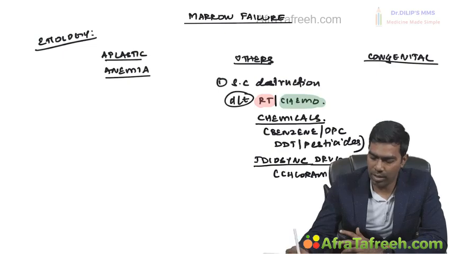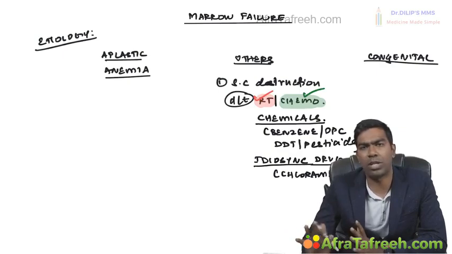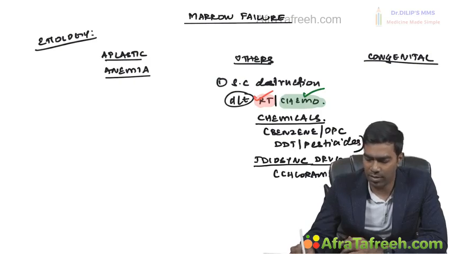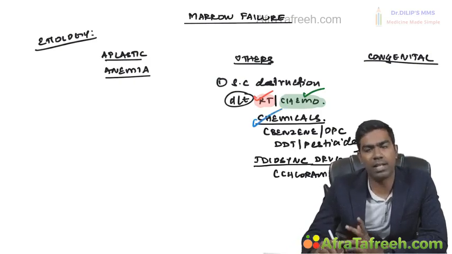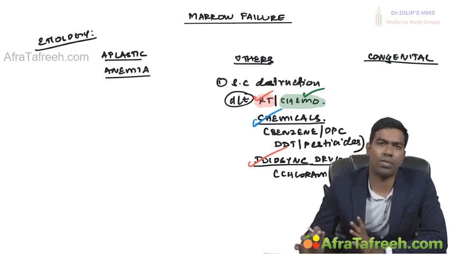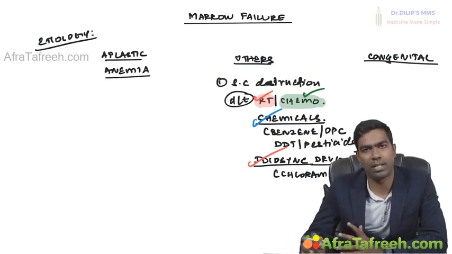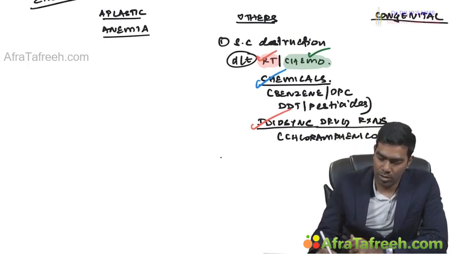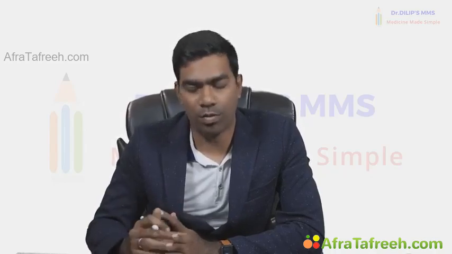So very important, think about radiotherapy, then think about chemotherapy. Any chemotherapy drug used in cancer can result in it, especially alkylating agents. You can get it with certain chemicals like benzene, DDT, OPC, pesticides and all. Then you can get some idiosyncratic drug reactions, especially chloramphenicol, which is an exam favorite. It can happen with NSAIDs, sulfa drugs, antithyroid drugs, and colchicine also. So a lot of drugs can produce idiosyncratic drug reactions, agranulocytosis and bone marrow failure.